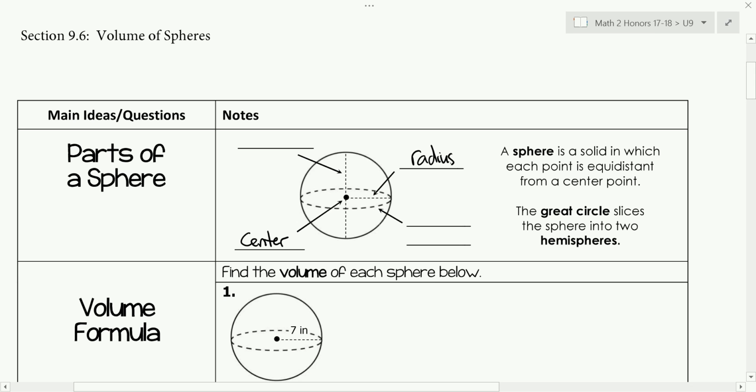This has a diameter. The diameter goes through the center of our sphere and reaches the two sides or the two surfaces, I guess. And if we draw a circle in our sphere along the surface from the center, okay, we call that the great circle.